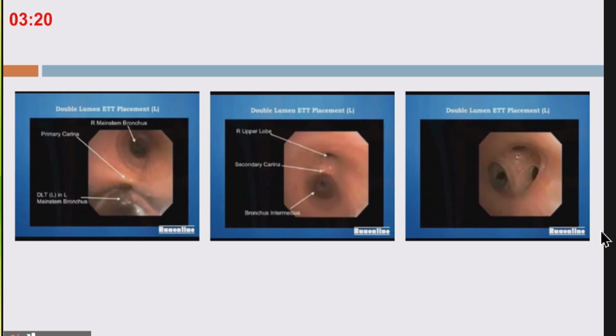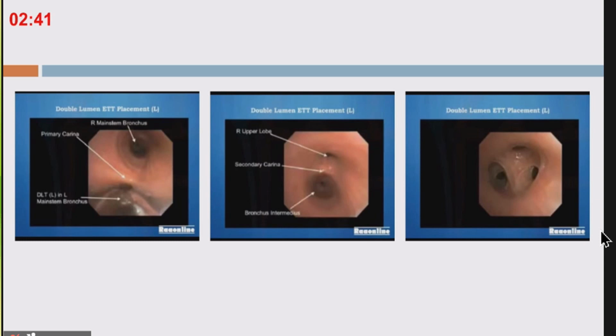This is how you could check fiber optically. Once you put the left-sided tube in, you can go into the tracheal portion of the double lumen tube, and you go down, and in the first picture you could see the primary carina in the middle, and above you could see the right main stem bronchus through the tracheal, and on the left you could see the tube with the blue cuff just barely protruding out from the side of the carina. That's the right placement.